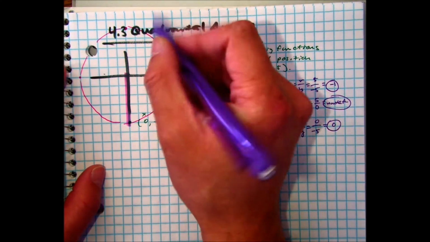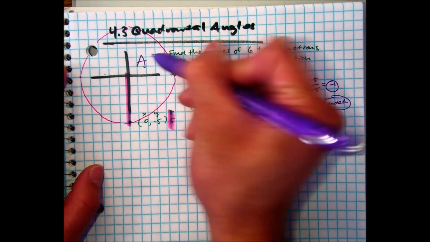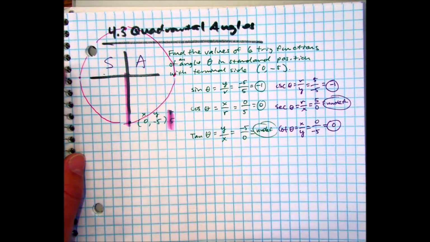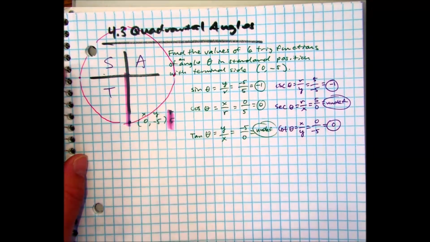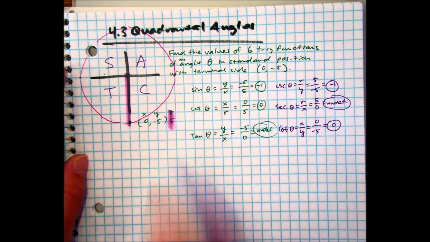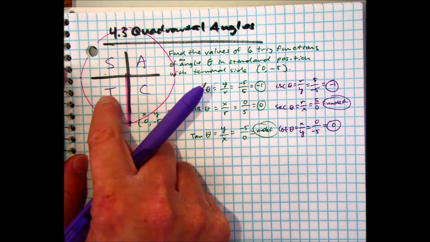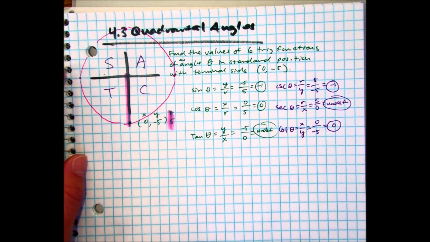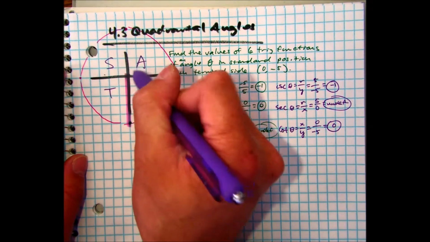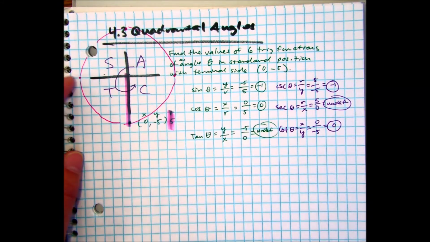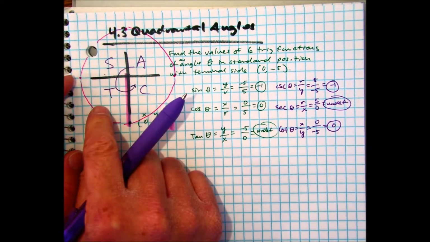Okay, write this on your notes. Everyone say all students take calculus. Read it back to me. All students take calculus. Which direction did I go? Counterclockwise. Okay, this tells you the quadrants in which they are positive.